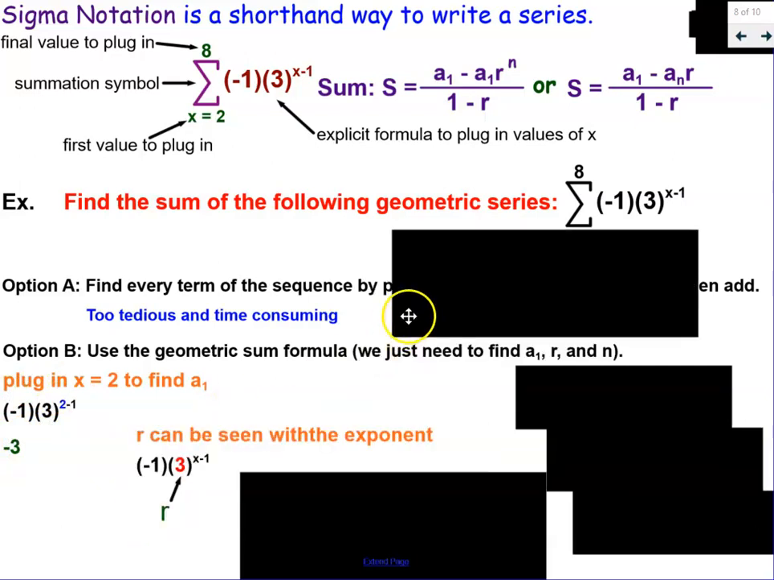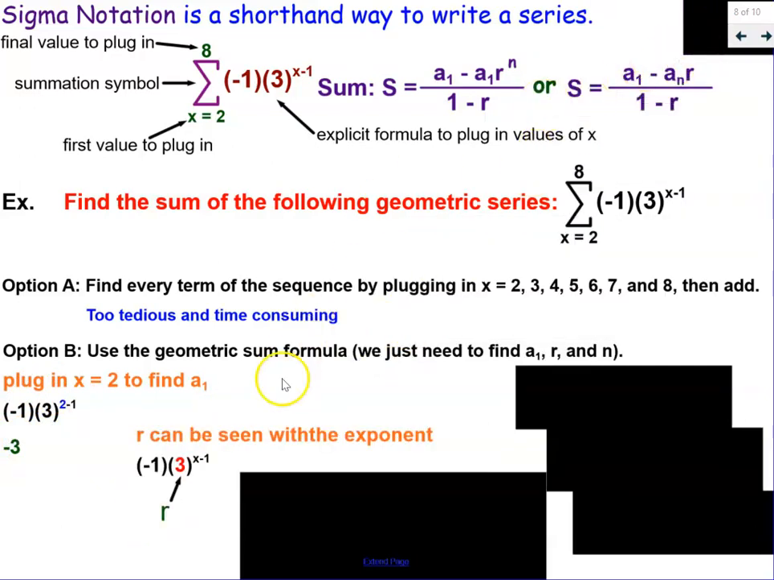I'm going to find r. r is actually given to us. r is this multiplier, with the exponent removed. Type it right there.